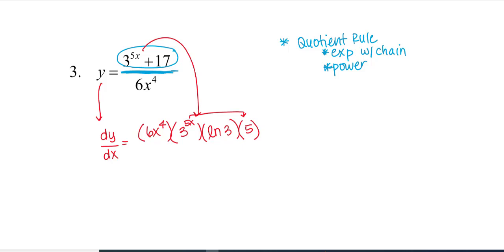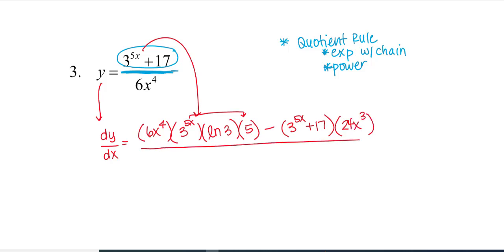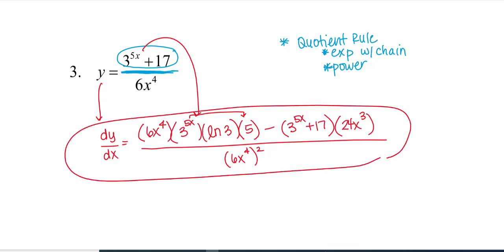So here's my low d high minus the high. I will write it down. D low, so the derivative of that denominator is power rule, 24x cubed, and it's all over low squared. You have a correct derivative here. Again, do I see an opportunity to maybe simplify this and make it look a little bit better? Absolutely. So I'll go one more step so you can get used to seeing that, or maybe 2 more steps. Let's see how long this takes us.